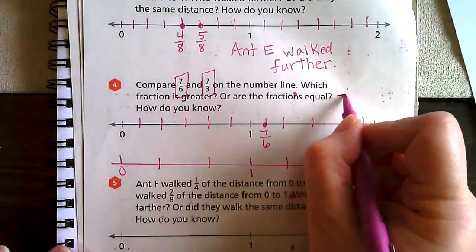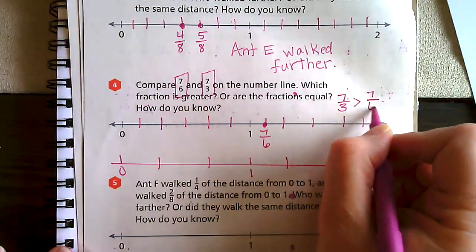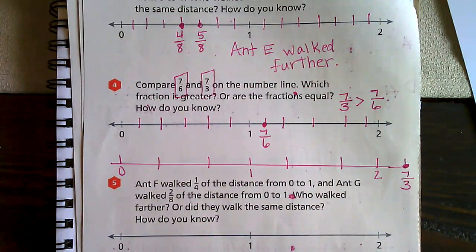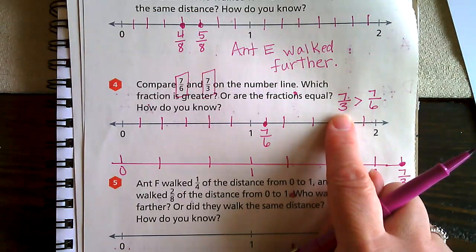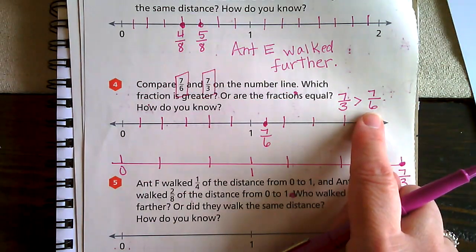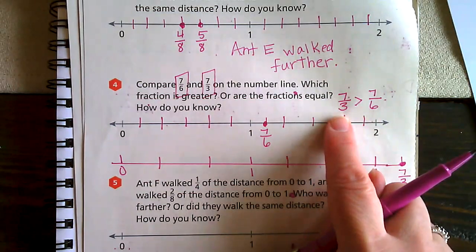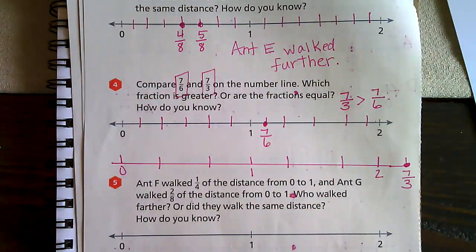So let's mark that over here. 7/3 is greater than 7/6. And that makes sense. Think about it. If we have a brownie pan that's only split into 3 parts, those are much bigger parts than if you had a brownie pan that had 6 equal parts. Those are a lot smaller. So it makes sense that 7/3 is bigger than 7/6 because thirds are bigger than sixths anyways. And to have 7 of them, that's a lot more.